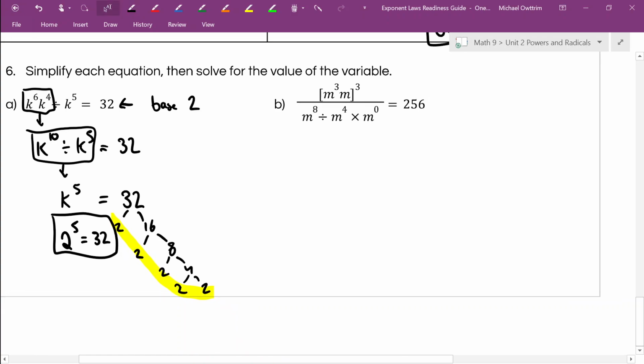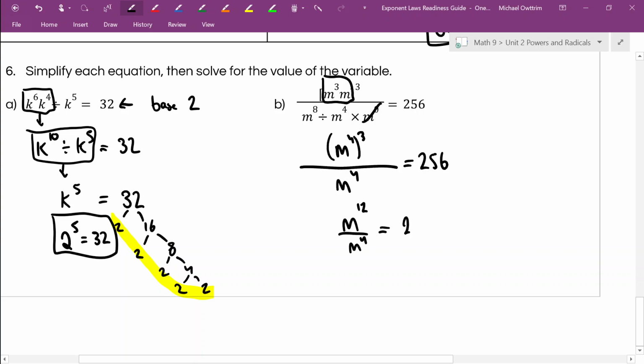Take a look at question B. We're going to start inside the brackets here on top. So m cubed times m is m to the 4 inside the brackets. Let's do some simplification on the bottom as well. I know m to the 0 is 1, and multiplying by 1 doesn't change anything. I also know m to the 8 divided by m to the 4 will be m to the 8 minus 4, which is just m to the 4. On top, multiply the exponents, m to the 12. And m to the 12 divided by m to the 4, we're going to subtract those exponents to get m to the 8.